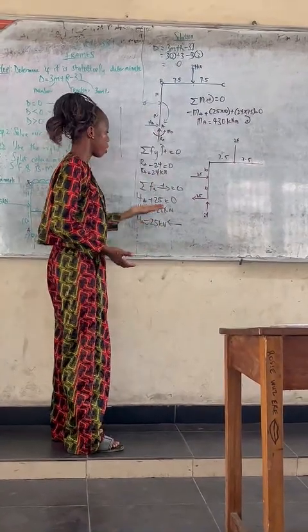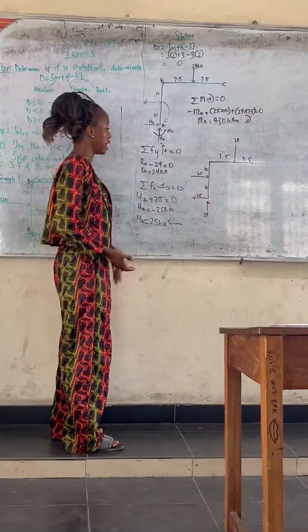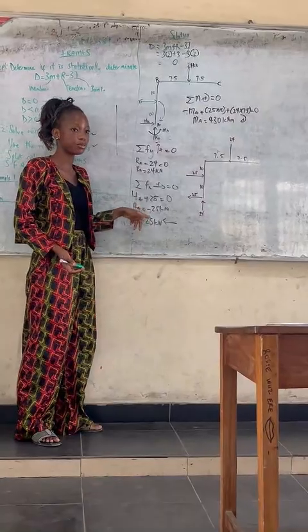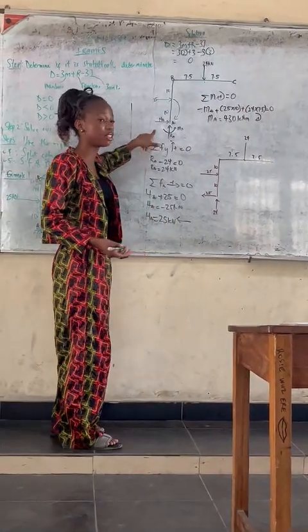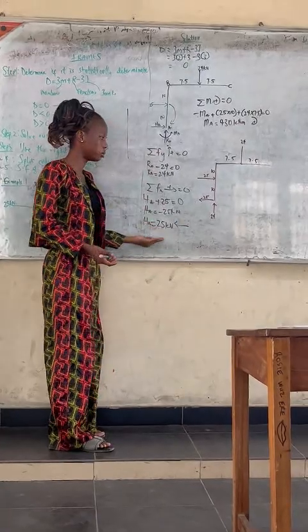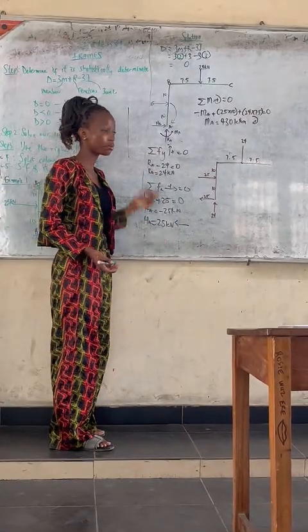Plus 25 positive equals 0. And at the end of the day, after solving, we got to know that our HA came out as negative. That is to tell us that the direction in which we have chosen for our HA is wrong. So we change it back to the 5 to 8.